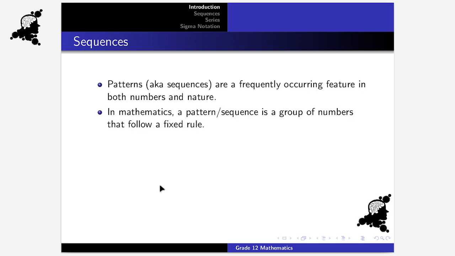Now, in mathematics, a pattern or a sequence is defined as a group of numbers that follow a fixed rule. Now, it's quite important to take note of this. It must follow a fixed rule. So we don't just have random arrangements of numbers. There must be a pattern occurring within the arrangement of these numbers, and that's what we call a sequence.